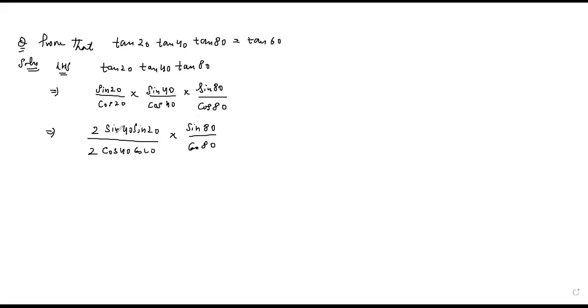Now see, 2 sin A sin B. So for 2 sin A sin B, I will go with the formula. 2 sin A sin B is equal to cos (A minus B) minus cos (A plus B), cos (B minus A). So by using this result, my A is 40 and B is 20.